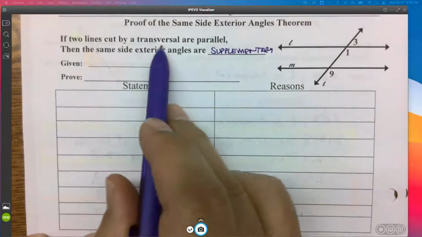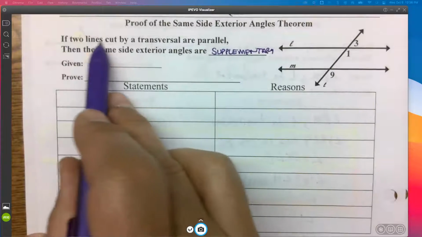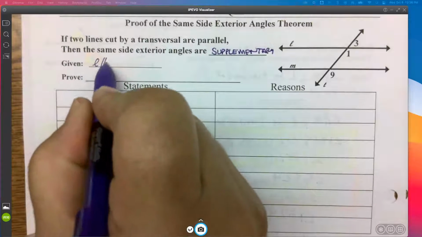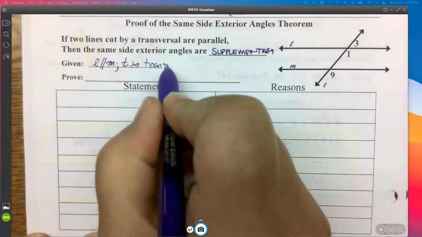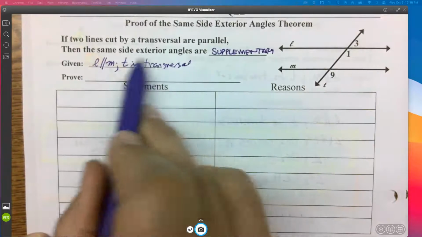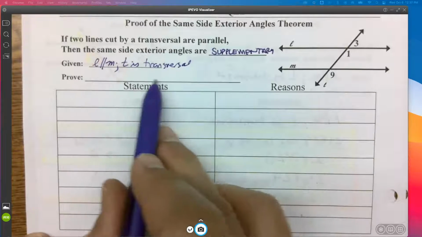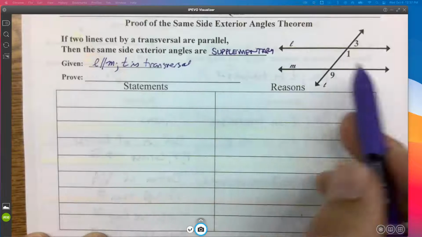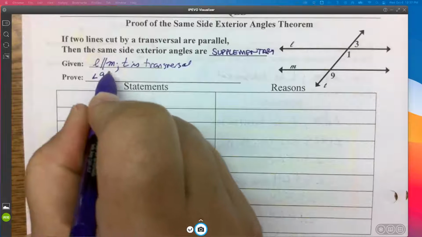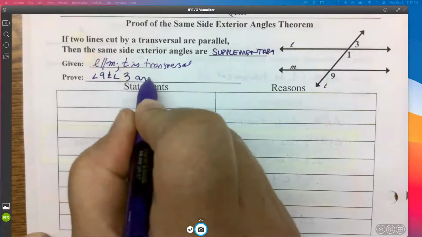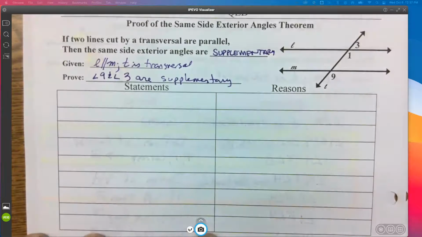So if two lines cut by a transversal are parallel, then same side exterior angles are supplementary. That's what we're trying to prove. So my hypothesis: L is parallel to M, T is transversal. And my given is now the specific application of this general. And now my conclusion is going to be that same side exteriors are supplementary, that would be 9 and 3. So angle 9 and angle 3 are supplementary. So that's what I'm going for.